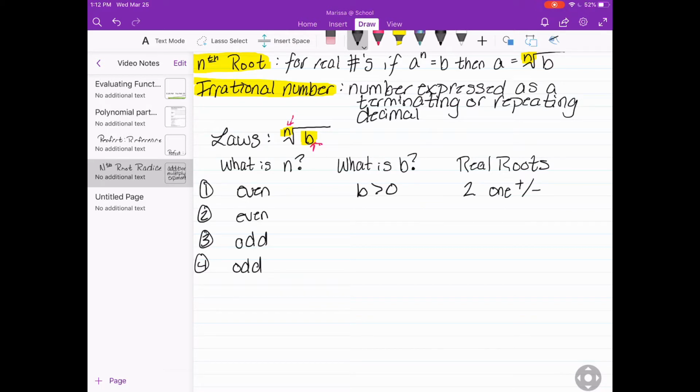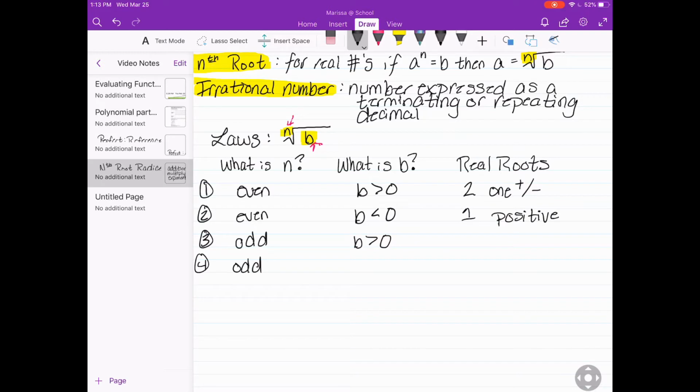The next one is if n is even and b is less than 0. In this case, you're going to have 1 real root and it is going to be positive. The third one, if n is odd and b is greater than 0.